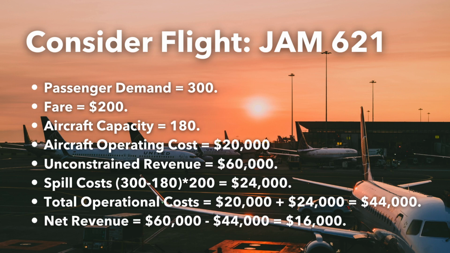To illustrate how this works at a very basic level, let's consider a flight between two cities with a demand of 300 passengers and an average fare of $200. The total unconstrained revenue for this flight would be $60,000. If the airline assigns a fleet with 180 seats, 120 passengers cannot be accommodated, resulting in a spill cost of $24,000. If the operational cost for this fleet is $20,000, this would bring the total cost to $44,000, leaving a net revenue of $16,000. At the same time, the airline would have to satisfy all the constraints of the model to ensure maximum profits.